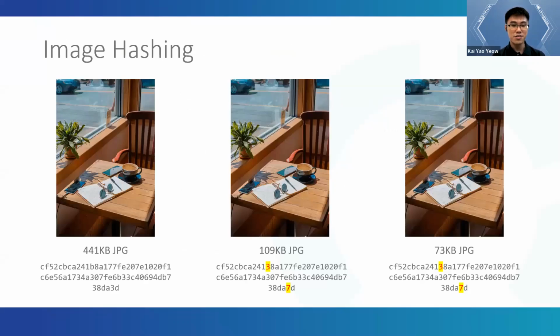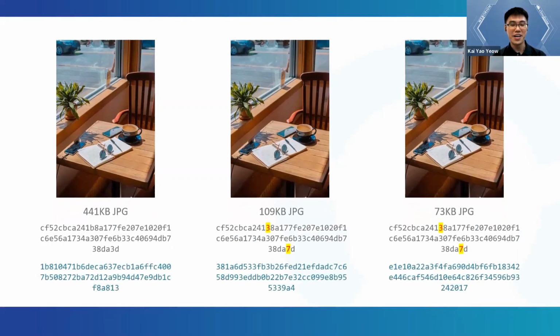So here's an example of image hashing. Here are the same three images that I showed in the earlier slides. We have the same image, but three different compression levels: 441, 109, and 73 kilobytes. You can see that the hash shown is almost the same. There are a few differences, probably because when you compress the image, some data is lost. But overall, from the human point of view, it looks the same, and the image hashing algorithm reflects this, so the hash remains very similar.